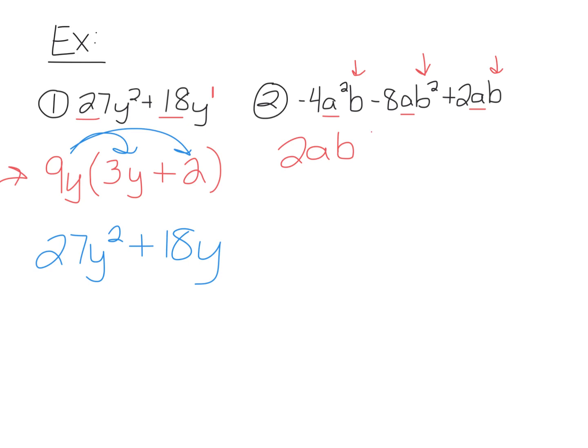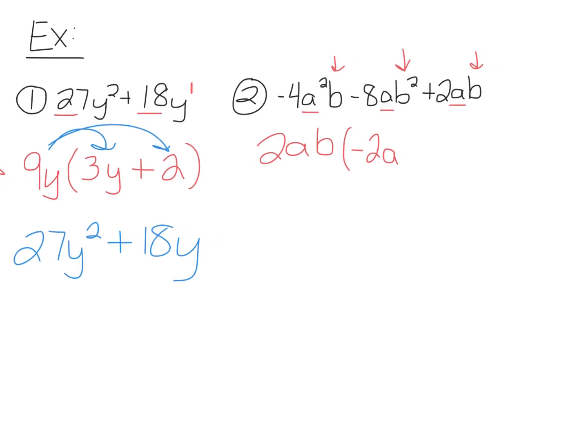We're going to factor it out, right? Take it one at a time. We have -4 divided by 2, -2. A squared divided by A, yep. And then we have B divided by B, which is just 1, so there's no B's left. Now move on to our second term, -8 divided by 2, -4. A divided by A, none. B squared divided by B, B.